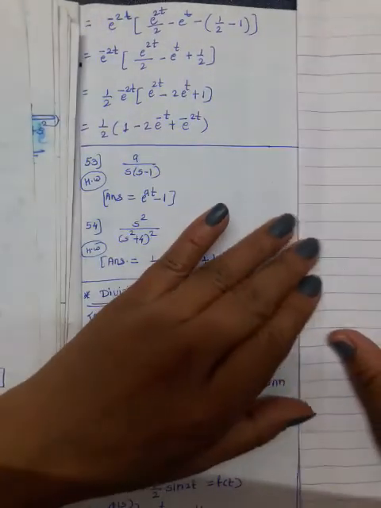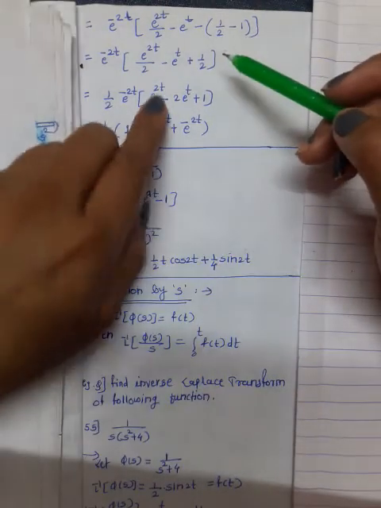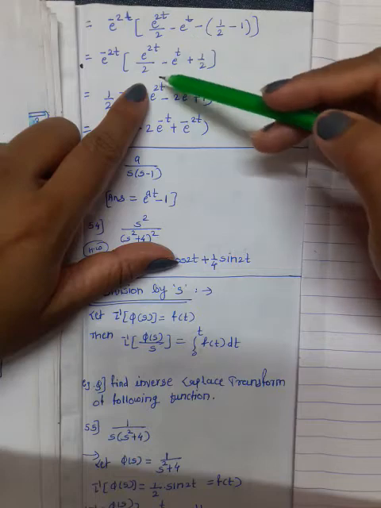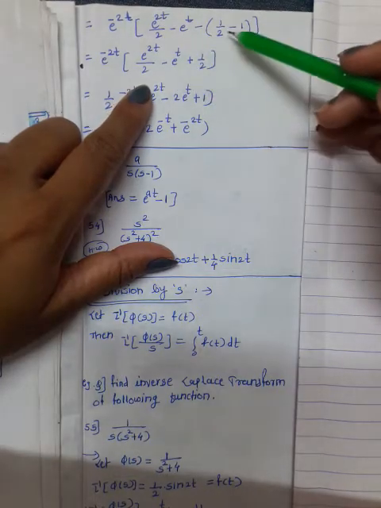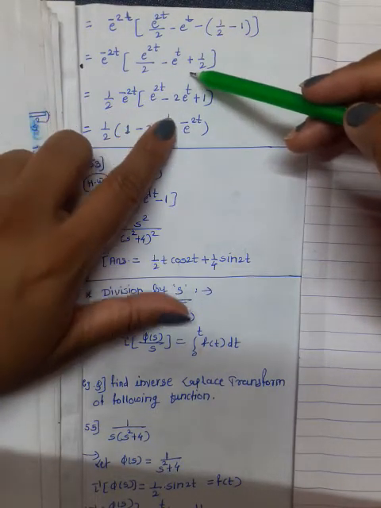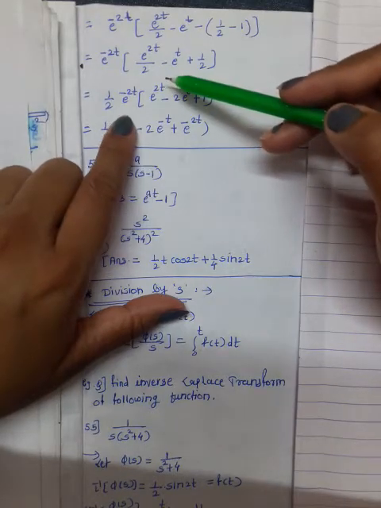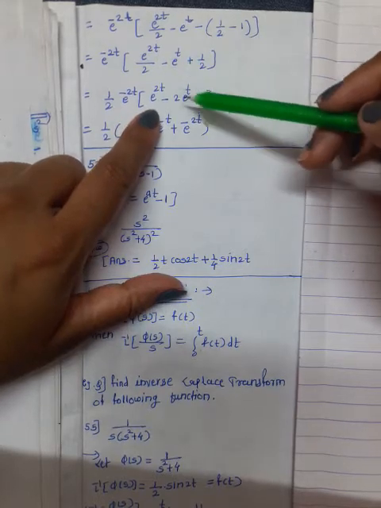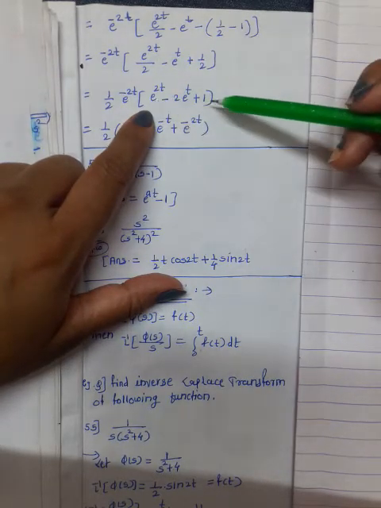Okay, this is half minus 1, this is our answer. Now simplify these terms as they are. Half minus 1 is minus half, minus minus becomes plus half here. Okay, take half outside, we get e raised to half into e raised to minus 2t. Here we have to multiply by 2 only. Okay, the rest of the terms as they are.